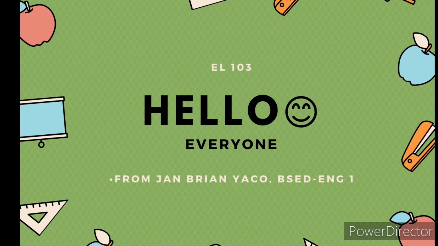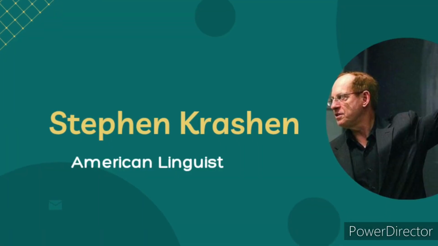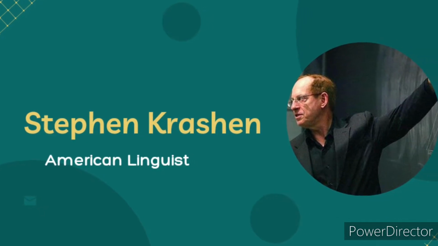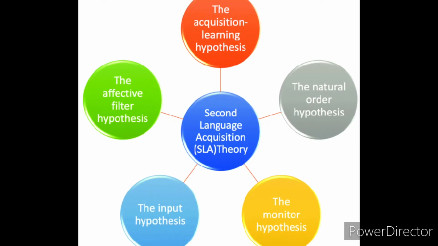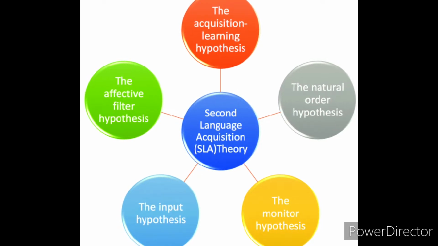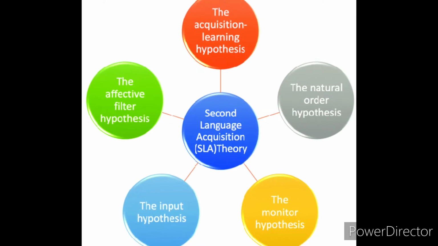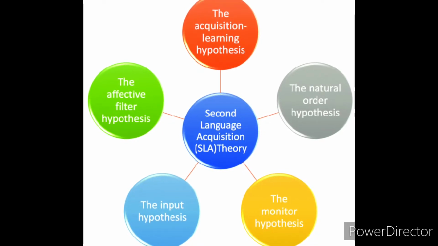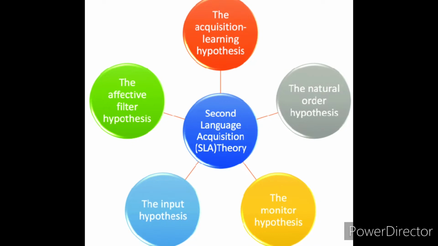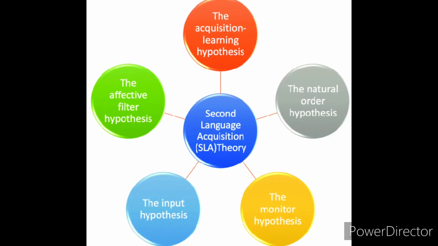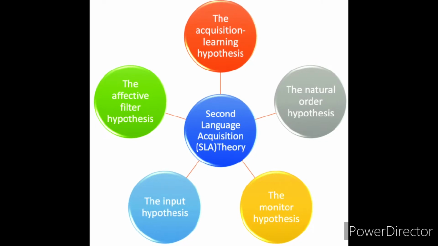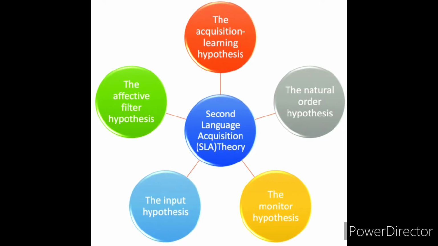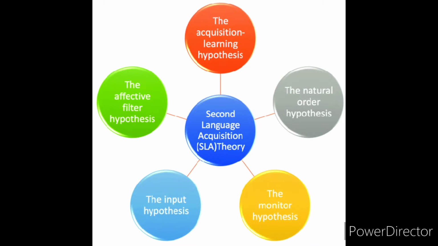Today, we will be talking about the 5 hypotheses of Krashen's theory of second language acquisition. This theory consists of 5 main hypotheses. Number 1 is the acquisition learning hypothesis. Number 2, the monitor hypothesis. Number 3, input hypothesis. Number 4 is the affective filter hypothesis, and number 5 is the natural order hypothesis.